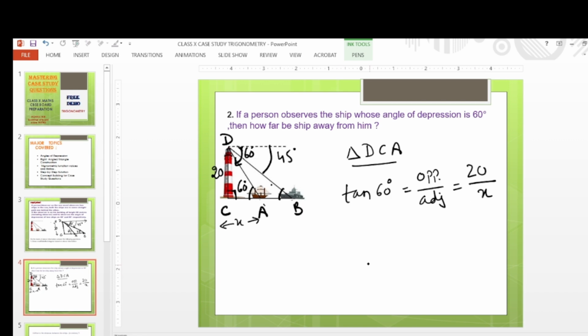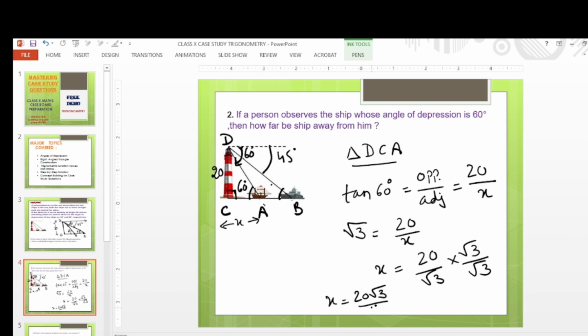What is tan 60? The value of tan 60 is √3. And this is 20 upon X. So let's solve the value of X. X is equal to, we transpose, 20 upon √3. Now rationalize it, √3 upon √3. You know that whenever an irrational number is in the denominator, we have to rationalize it, we have to make the denominator rational. So that's why we are using the rationalizing factor, so that you will get 3. So X is equal to 20√3 upon 3. In many board exams we have seen that when long calculations are there, marks are given for this.